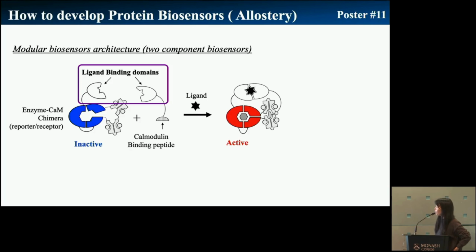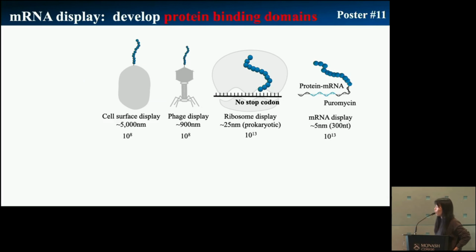So another goal of the project is to develop a high throughput selection system. Looking at the literature, many display systems have been developed for in vivo or in vitro selection. mRNA display, which is my main workhorse, stands out because it has high diversity. It can display up to 10^13 molecules.